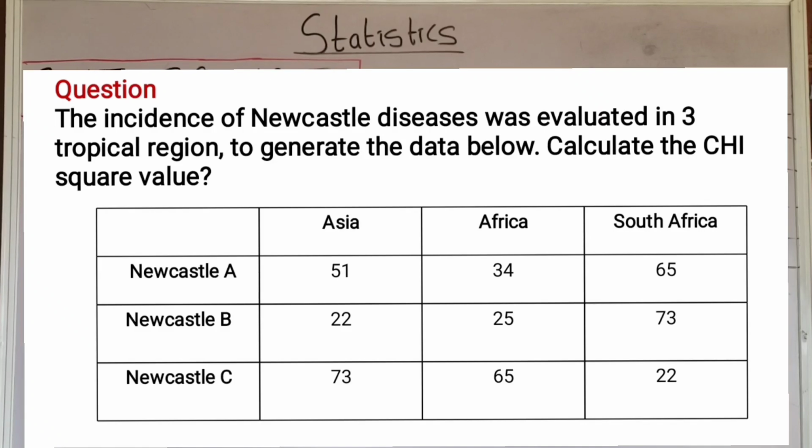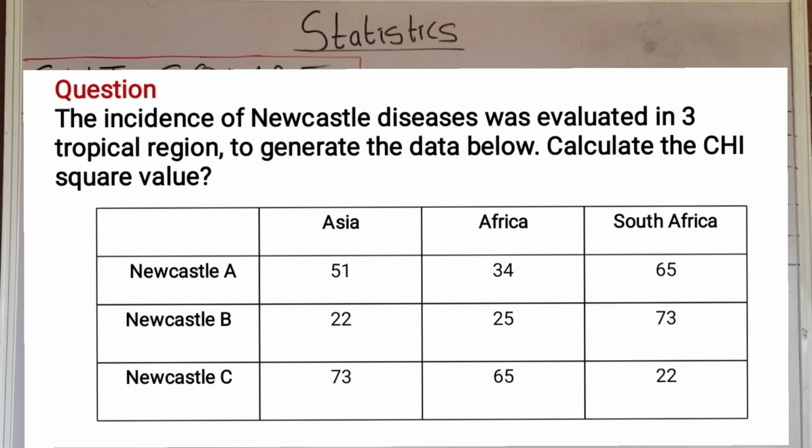Welcome to the fourth class on chi-squared. In this class, we are going to learn how to calculate the chi-square for a contingency table. Okay, let's take down the question.